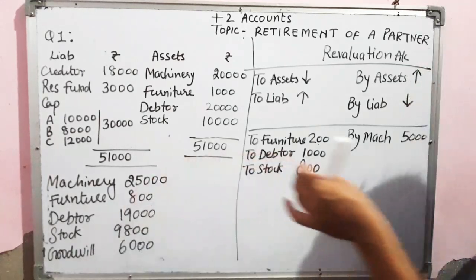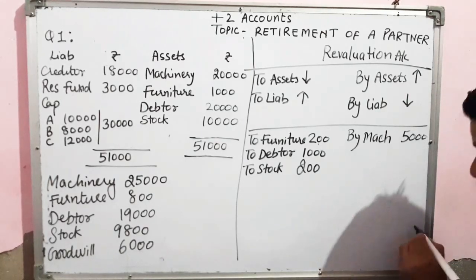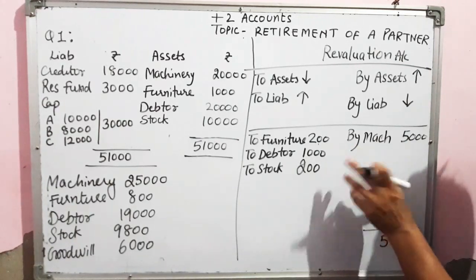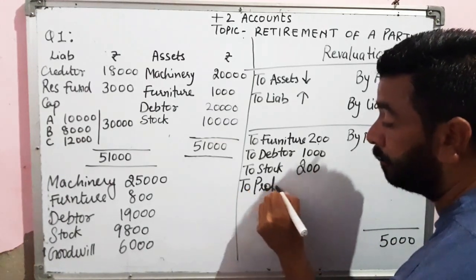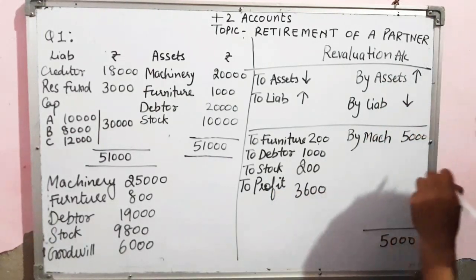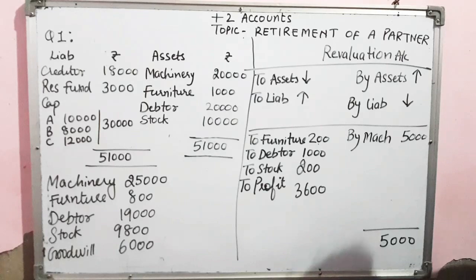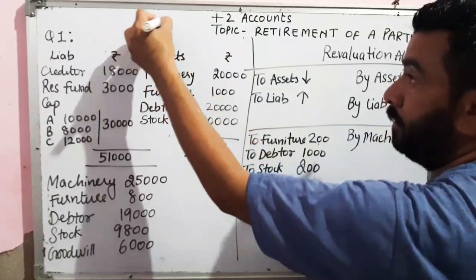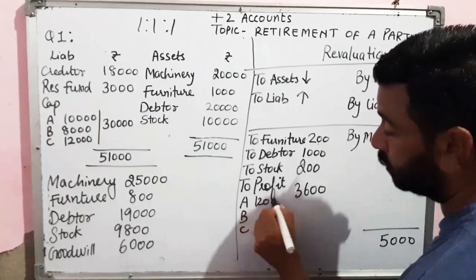There is no treatment of goodwill in the revaluation account. It will be treated in the capital account. The total of this side is less than the total of this side, so to profit, the gain is equal to 3,600. It will be distributed among the old partners in the old ratio. The old ratio of this question is equal, 1:1:1, so each partner gets 1,200.